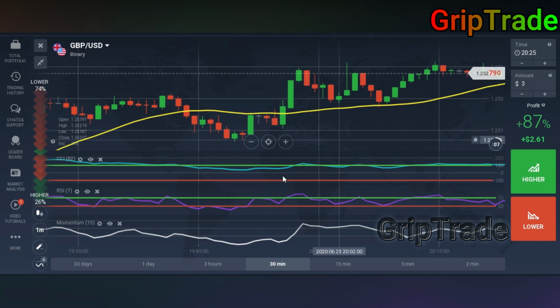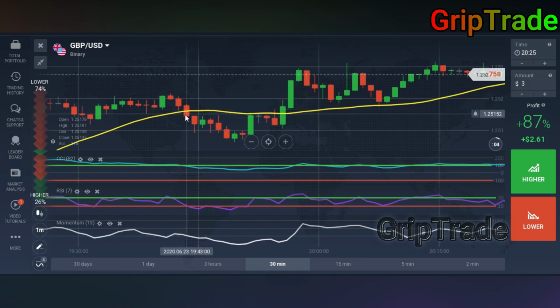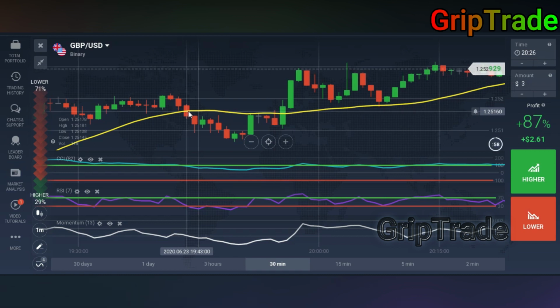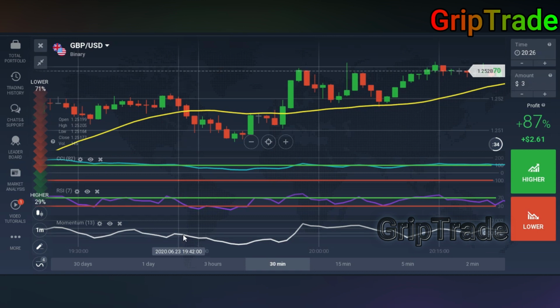Now what you see here is that the SMA, simple moving average, intersected and touched the red candle, the yellow line touched the red candle. At this particular time period, two indicators are showing a parallel movement, RSI and momentum. At least out of these three, two should be in parallel position. RSI is also touching the lower baseline, red color. Momentum, this white line, is also touching the lower baseline at this point.